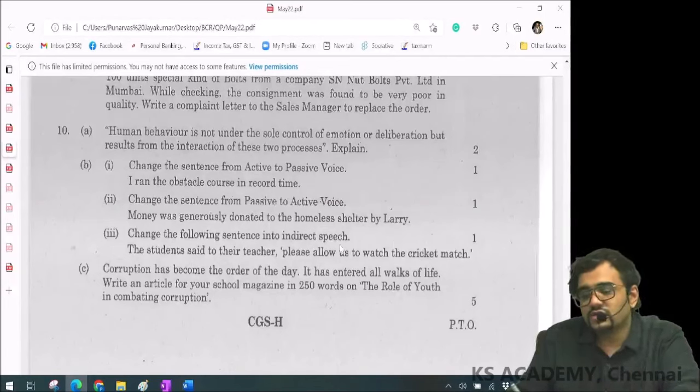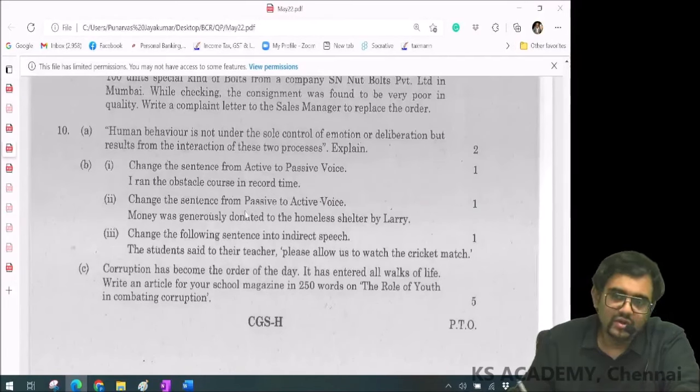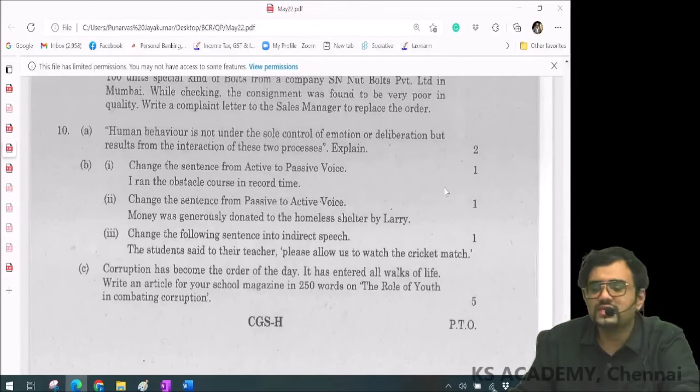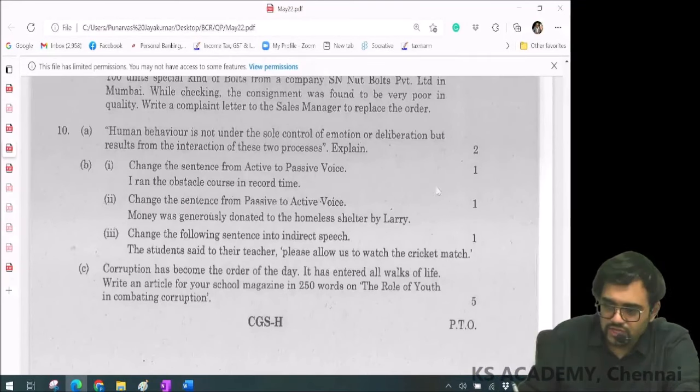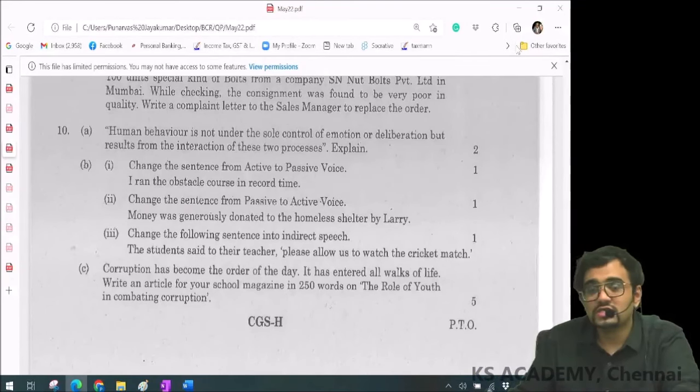Let's say now you've chosen to write the article. Always write this question in the end, guys, because you can finish it off easily. Here there is no format, only content, and you will get 5 marks. 5 into 1.6 is 9 minutes, plus extra minutes you can get from elsewhere, so 12 minutes you will get.